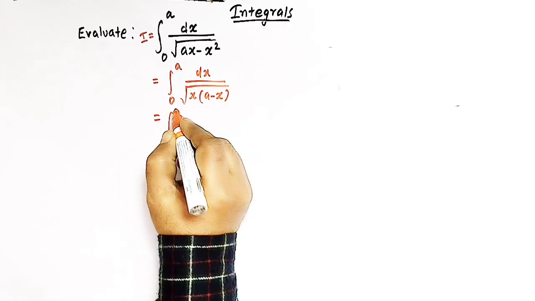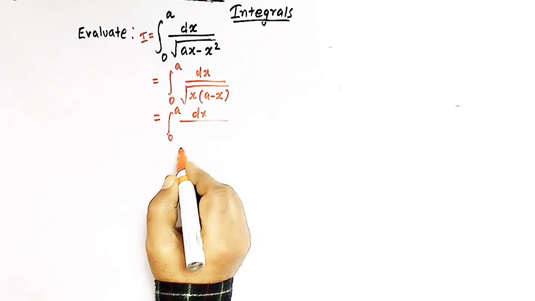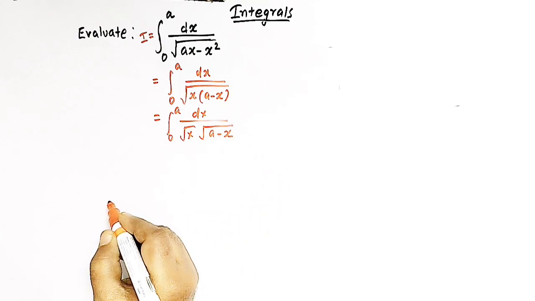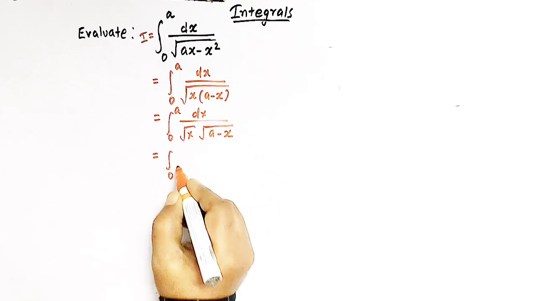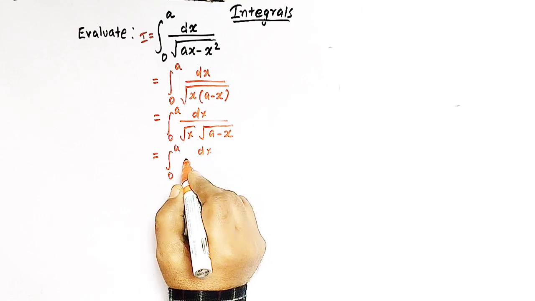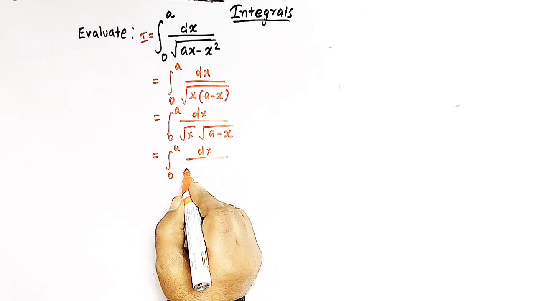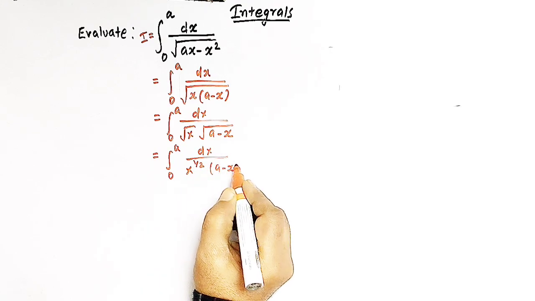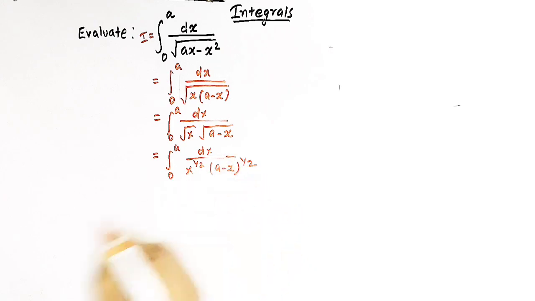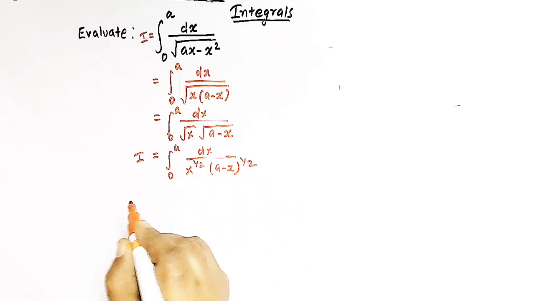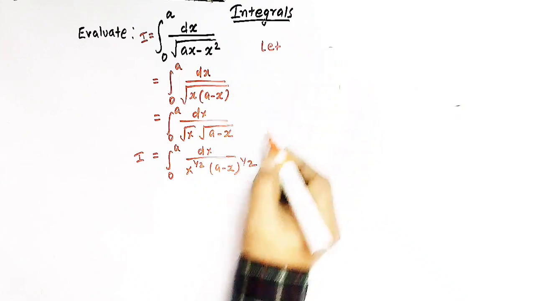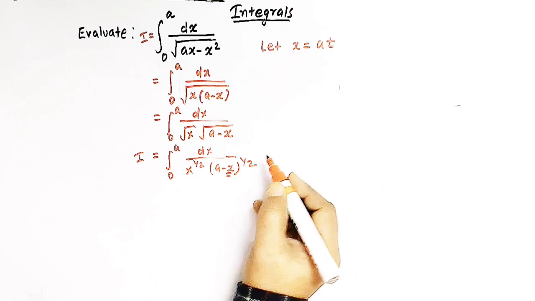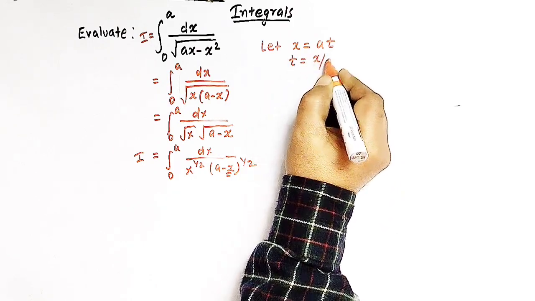So let us further write it as dx over square root of x times square root of a minus x, right? Okay, now we can write 0 to a, and here we have dx, and here square root of x can be written as x raised to half, and here we can write a minus x raised to half, right? Okay, now let us make the substitution, that is x is equal to a times t, right? So that t is equal to x over a.